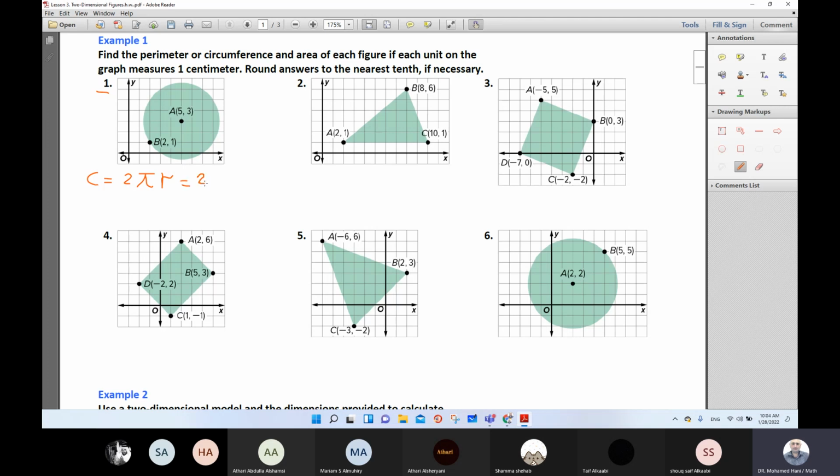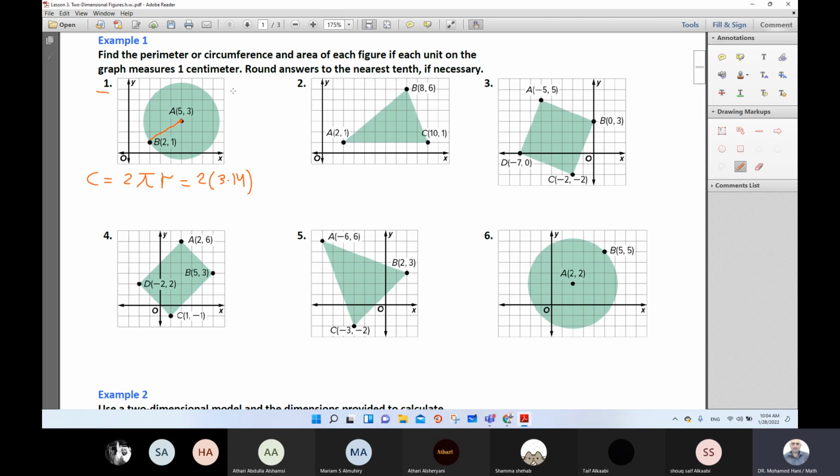2 times the value of pi, about 3.14. R means the radius, the distance between the center of the circle and any point on the circumference. This is the circumference of the circle, the line that draws the circle about the center. So we want to find this distance.